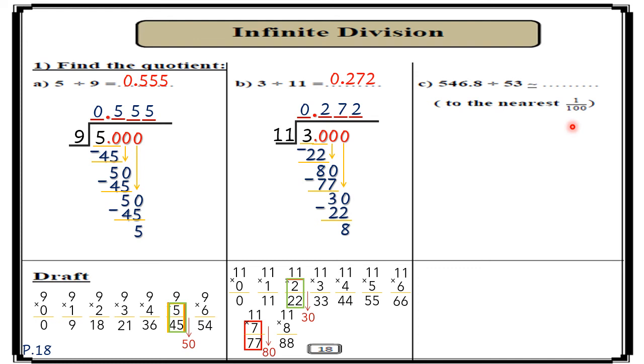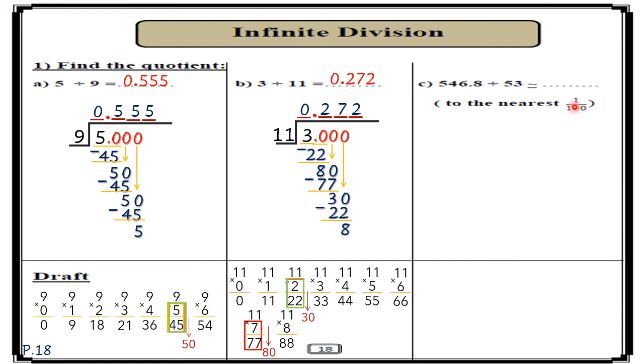What about the nearest 1 over 100? That means the nearest hundredth, so I have to underline the digit under hundredth and circle the next one, which is thousandth. That means I have to stop at the third decimal place. What about thousandth? I underline the digit under thousandth and circle the next one, so I have to stop at the fourth decimal place.